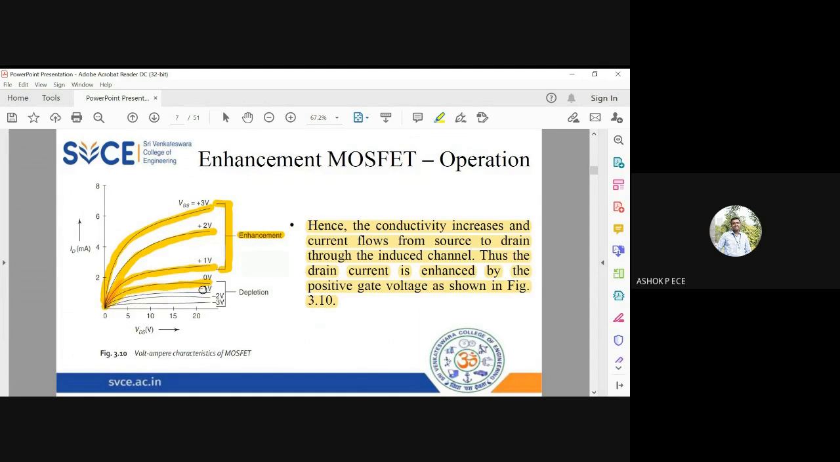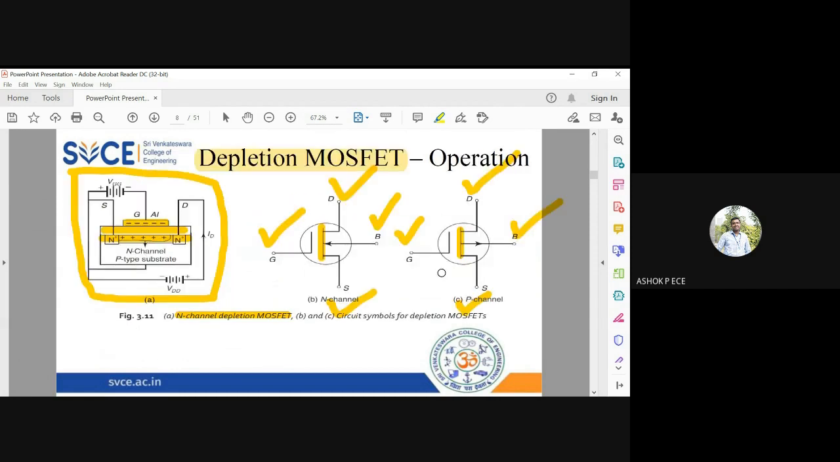Can you see this graph now? They have drawn all these negative values for VGS for depletion because I am applying negative voltage to the gate, and as the negative voltage goes more and more in magnitude, the drain current is going to reduce. So simply, enhancement MOSFET will increase your drain current with applied gate voltage, and depletion MOSFET will reduce your drain current with the applied negative voltage. Very, very important.